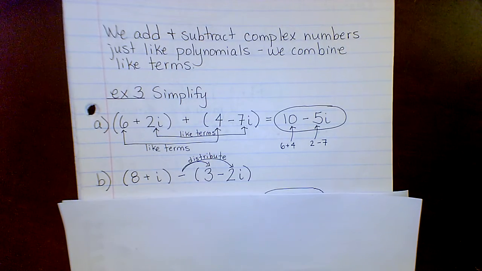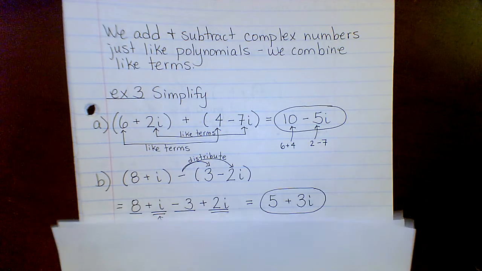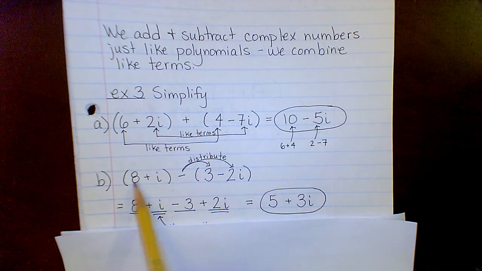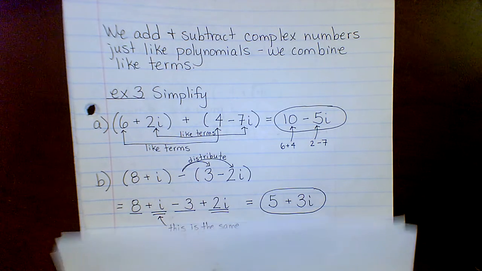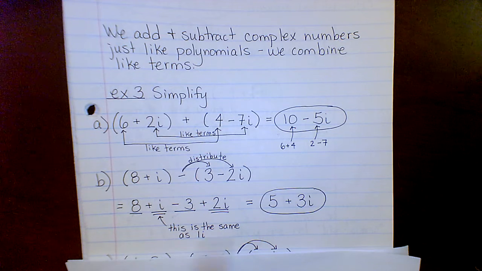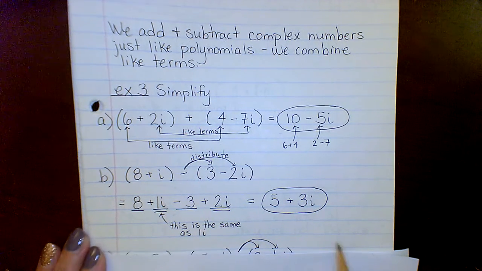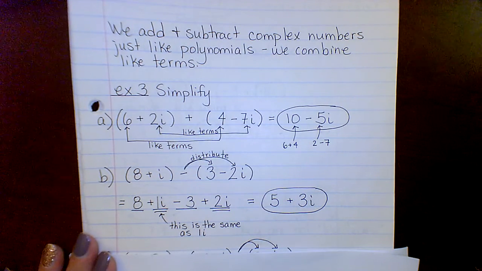All right, if we had subtraction, then I need to distribute that minus to both of these, in which case I would get 8 plus i, and then minus 3 plus 2i. Combining like terms, 8 minus 3 is 5. That's a 1i right there, plus 2i. So that's going to give me a 3i.